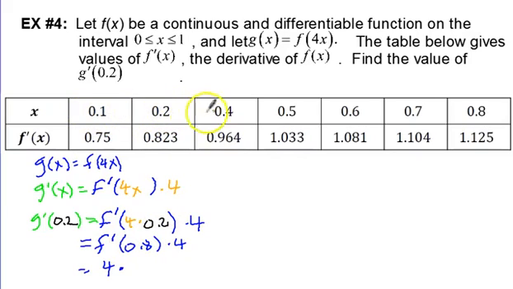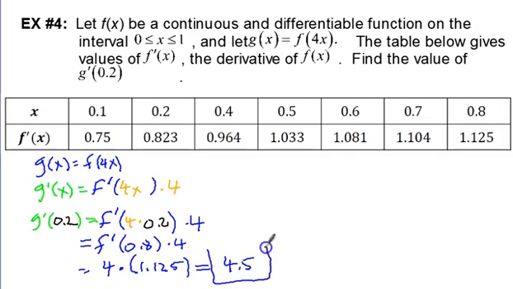So we go up to our table, and here is 0.8, and f prime of 0.8 is 1.125. So we'll multiply by 1.125. And so this gives me a final answer of 4.5.